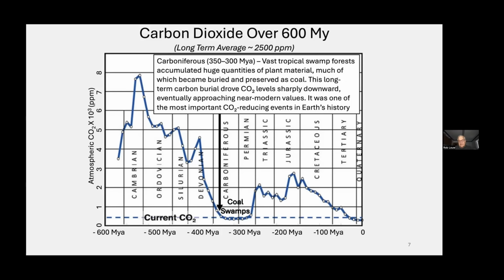And this takes us into the Carboniferous period, where carbon dioxide levels really did drop fast. Vast tropical swamp forests accumulated huge quantities of plant material, much of which became buried and preserved as coal. This long-term carbon burial drove down carbon dioxide levels sharply, eventually approaching near modern values. And it was one of the most important CO2 reducing events in Earth's history. So it's the early evolution of trees and plants that really sucked a lot of the carbon dioxide out of the air.